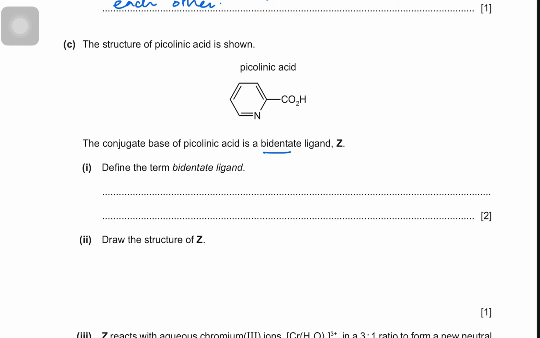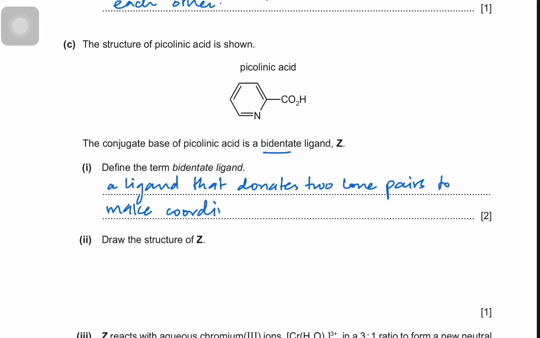Define the term bidentate ligand. It's a very simple idea. It's a ligand that donates two lone pairs to make a coordinate bond with the transition metal ion. Coordinate bond with the metal ion, transition metal ion, same thing.